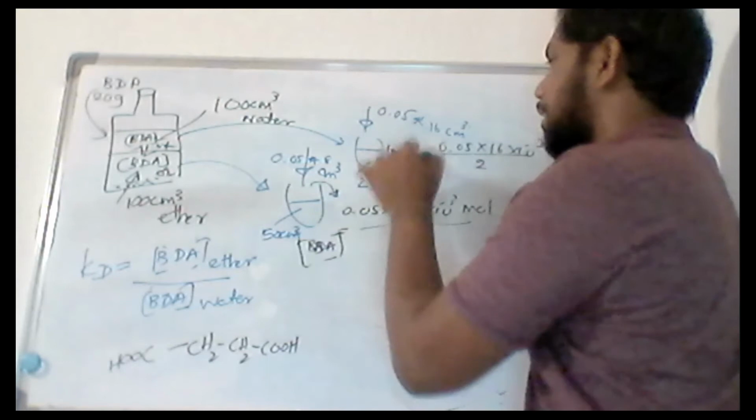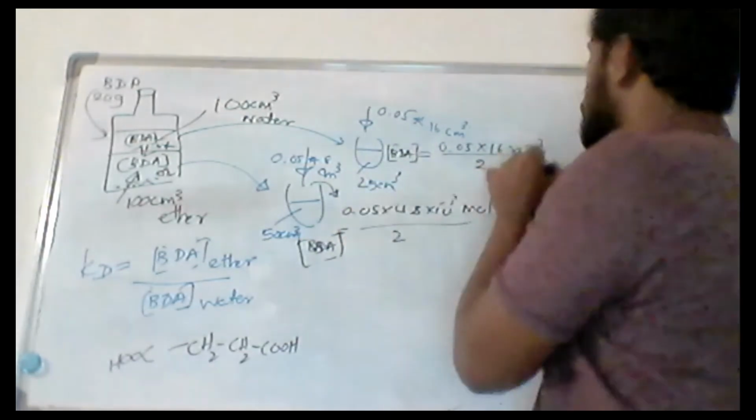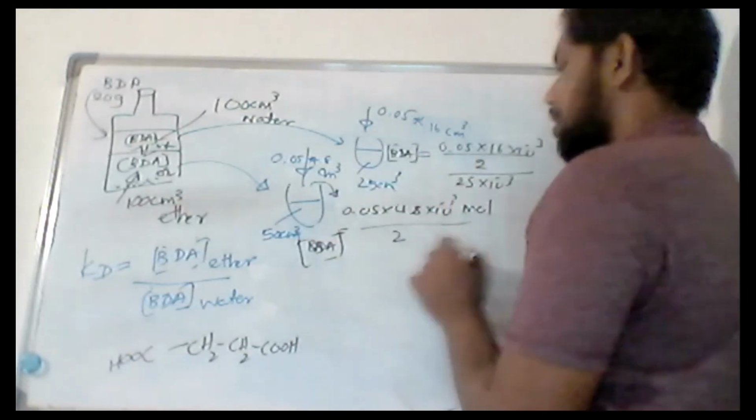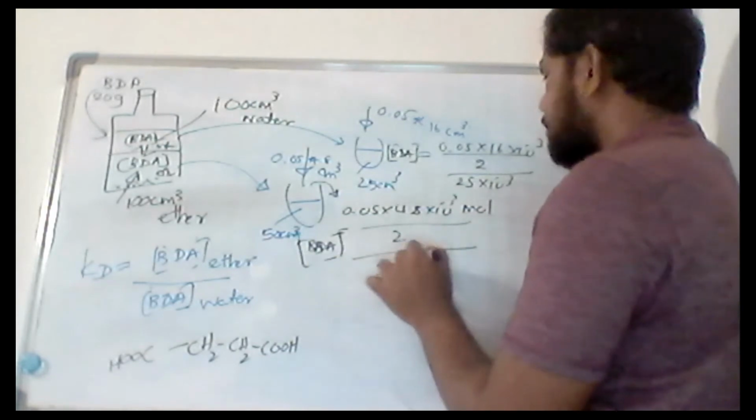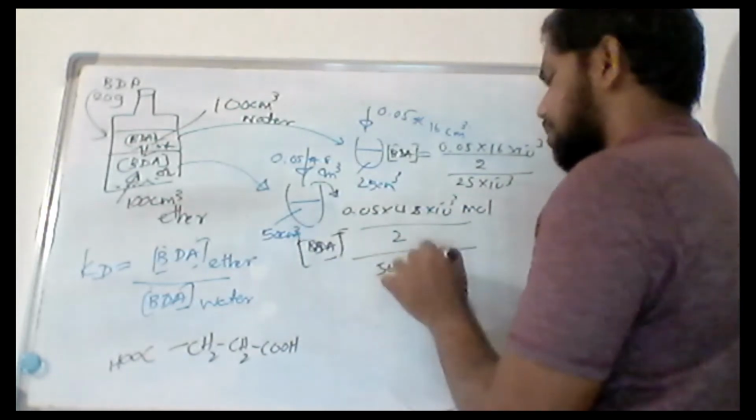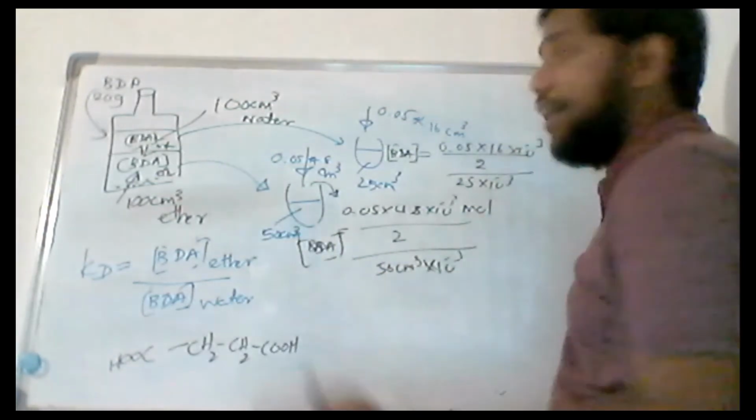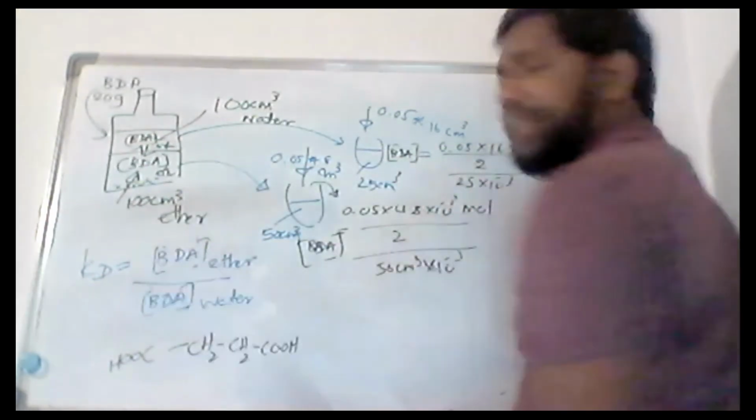When you want to find the concentration, this volume is 25, so you can divide by 25 into 10 to the power minus 3. And here the volume is 50 into 10 to the power minus 3. In fact, you don't need to find it for 100 cubic centimeter because we need just the concentration.